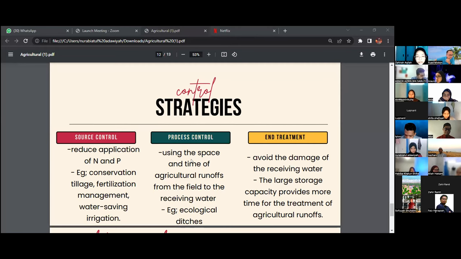Next, fertilization management. One example of fertilization management is deep placement of fertilizers to lower the risk of discharging nitrogen into water. Okay, water saving irrigation.